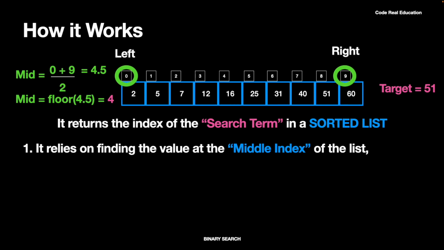Why do we take the floor? Simply because 4.5 is not an index value in a list. You can't have fractions as an index value in your list. So in this case, our middle index is 4.